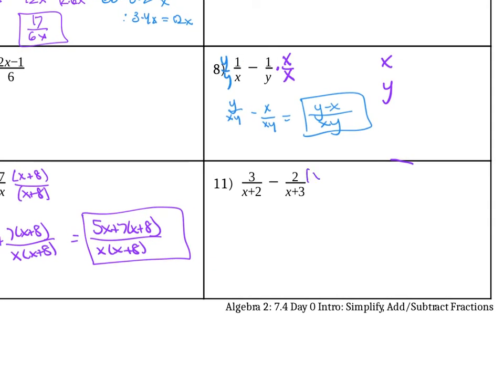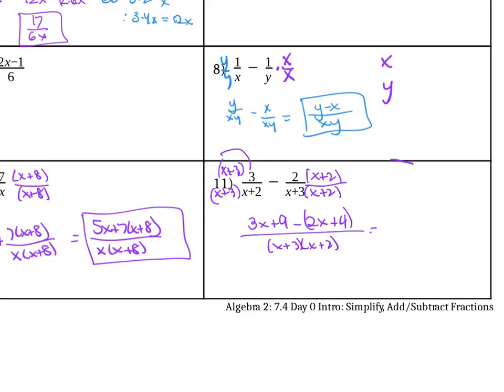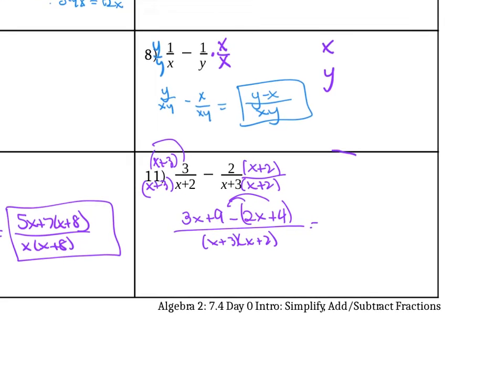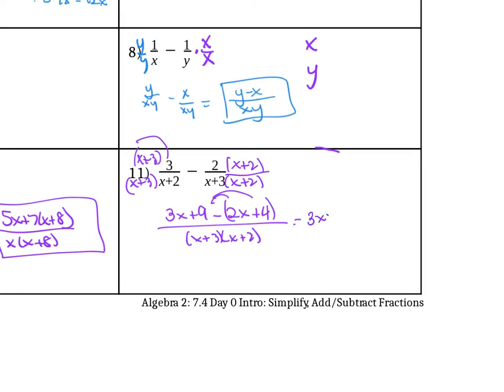Number 11, a little more complicated. You would multiply by x plus 2 on this one, x plus 3 on this one. And then this becomes 3x plus 9 minus 2x plus 4, don't forget the parentheses, all over x plus 3 times x plus 2. Now with this one, I do want to distribute and simplify, so let's see what happens. So this is 3x plus 9. It becomes negative 2x minus 4 all over the common denominator. So 3x minus 2x is x, and then plus 5, all over x plus 3 times x plus 2.